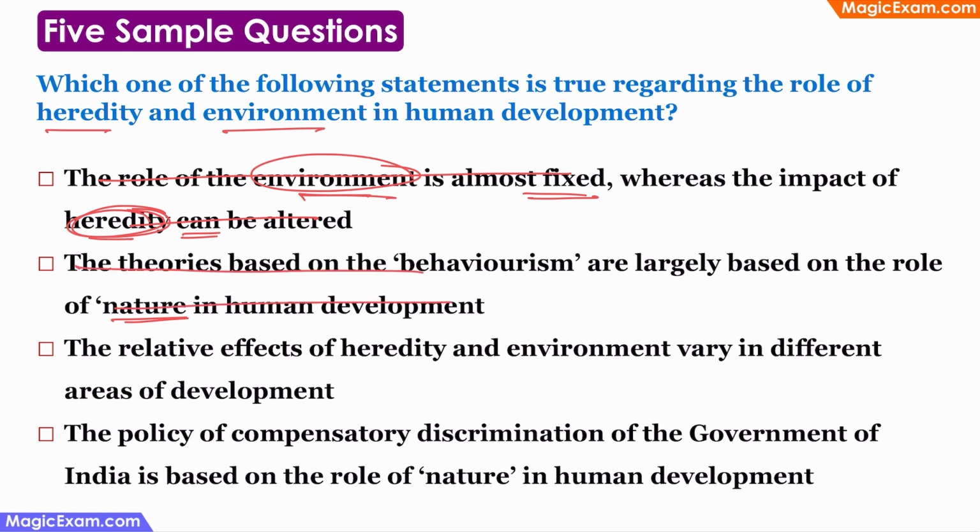The last one, the policy of compensatory discrimination, that is the reservations or other benefits that are given to the socially backward or economically backward classes, right? So the policy of compensatory discrimination is based on nature.